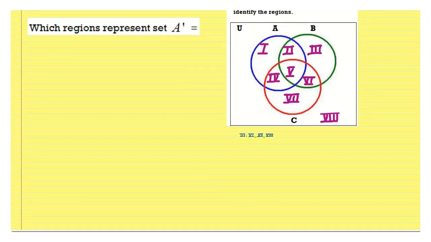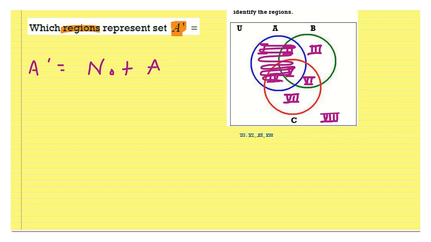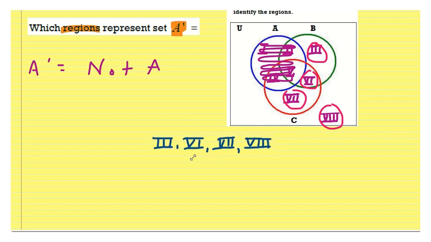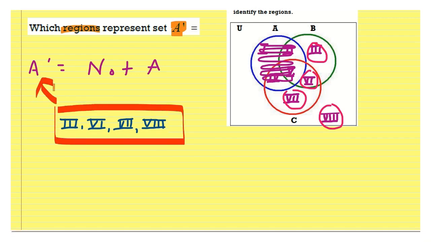Okay, so the first question that they are asking us is which regions represent A prime? And what a prime means, you sometimes refer to that as the complement of A. And the complement of A is basically what is not in A. So if it's not in A, it means that I want to actually mark everything in A out. We do not want what's in A. So what is left over? I've got region 3, region 6, region 7, and region 8, which is also outside of the circles. But all of those would be not A. So our answer to this question is these four regions. These four regions represent A prime, or what is not in A.